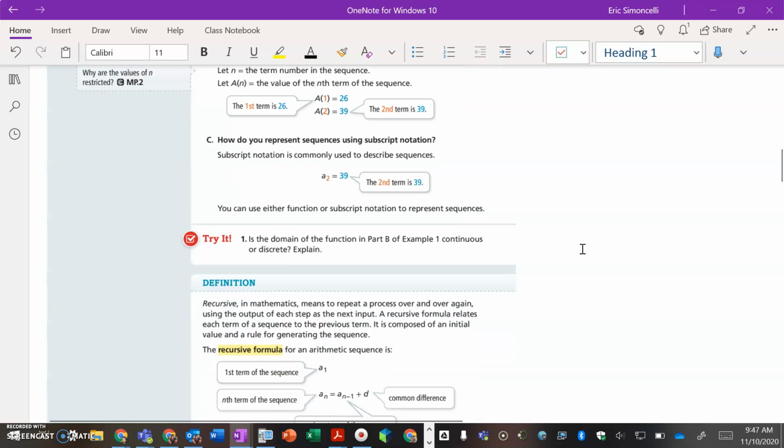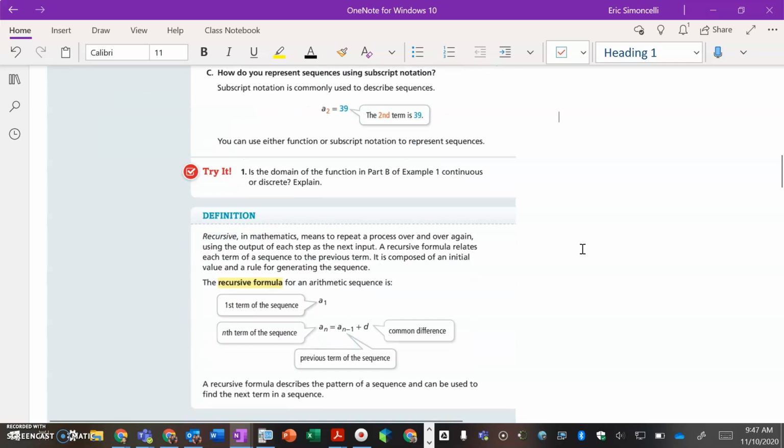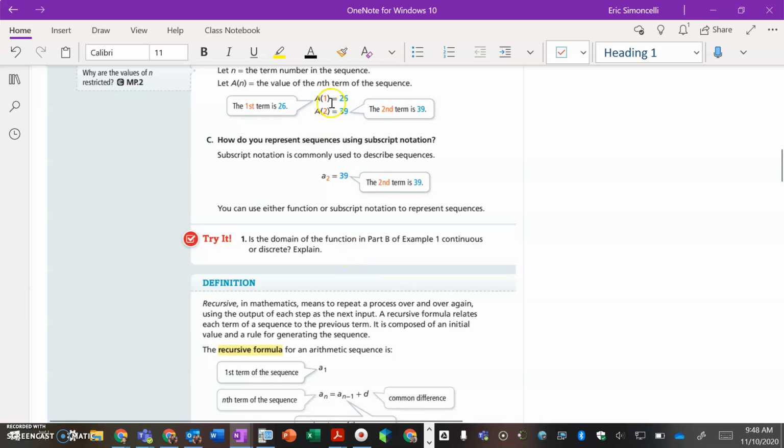Let's discuss the next section where you're seeing here the definition. I'm just going to read through. It says recursive in mathematics means to repeat a process over and over again, using the output of each step as the next input. A recursive formula relates each term of a sequence to the previous term. It is composed of an initial value and a rule for generating the sequence. So the recursive formula for an arithmetic sequence is the following. The first term of the sequence, again, we just discussed, would be something like this, a sub 1, or you could write it as a of 1.